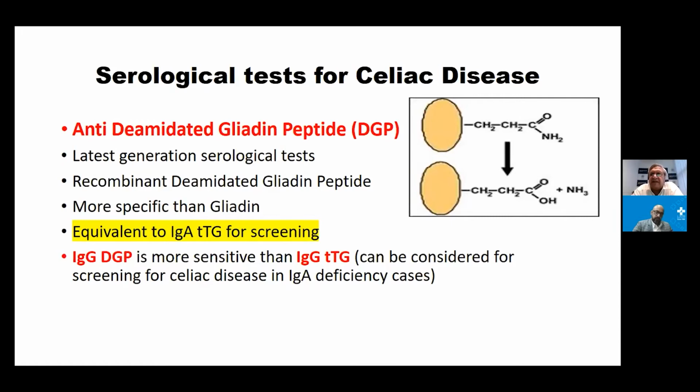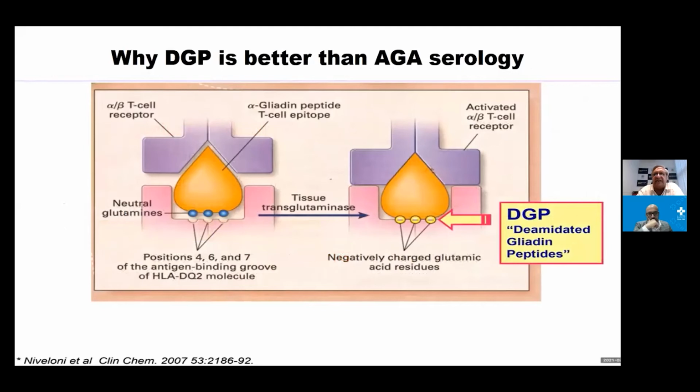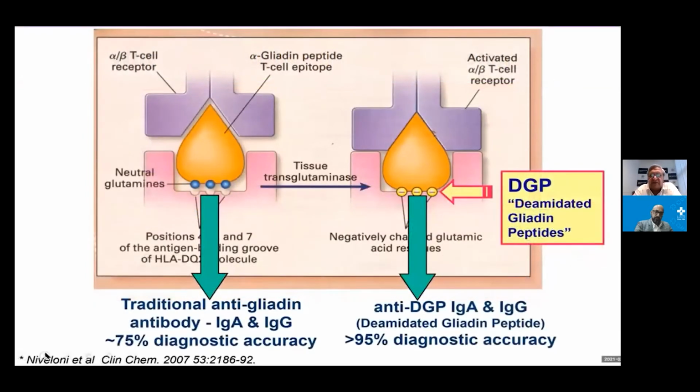And this is why gliadin did not work and why deamidated gliadin peptide is the best one: because the terminal amide molecule is removed, making this more specific for gliadin. Here is a dramatic version of what is happening. In gliadin, there were neutral glutamines which did not fit into the position on HLA-DQ2, while once the amide is removed, then negatively charged glutamine will fit very well into DQ2 and will then be recognized as more sensitive and specific. As you find here, it becomes 95% diagnostic accuracy by using DGP rather than gliadin.